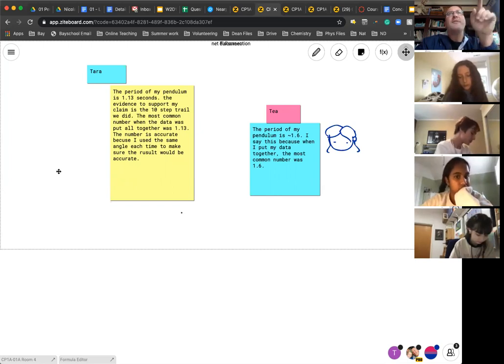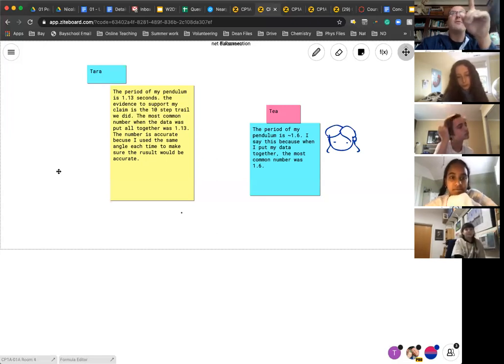Got it. So you said the median, and then you wrote the most common number. So is that the median or is that the mode? Yeah, it was the median. The median. So the median was 1.13, which is the same as your average. No, actually, what you said is that that was the most common value, period. Okay, awesome. I love it.